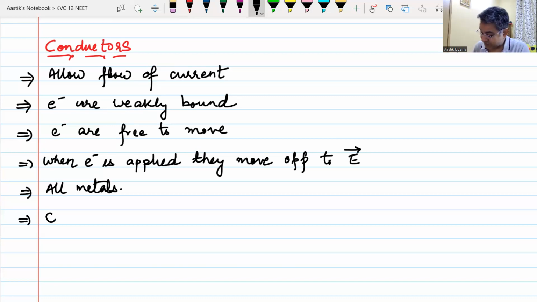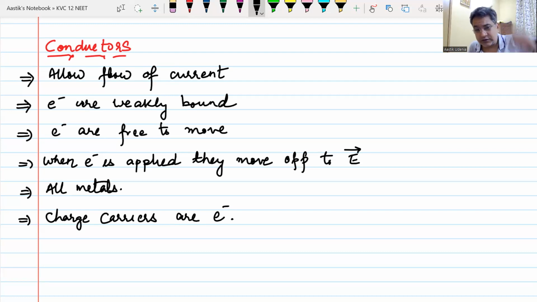The charge carriers, the things that carry charge in a conductor, are nothing but electrons. It's only the electrons that are moving inside a conductor. There are no positive charges moving inside a conductor. But even though there are no positive charges moving inside the conductor, the direction of current is taken as the direction of flow of positive charges, which is opposite to the direction of flow of negative charges or electrons. Do we understand this? Yes or no?